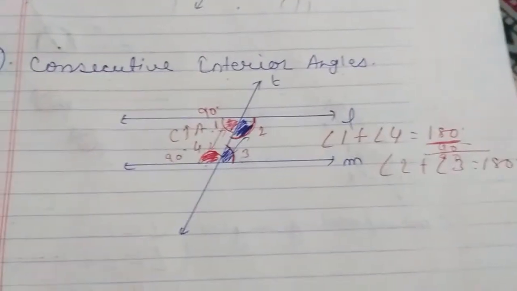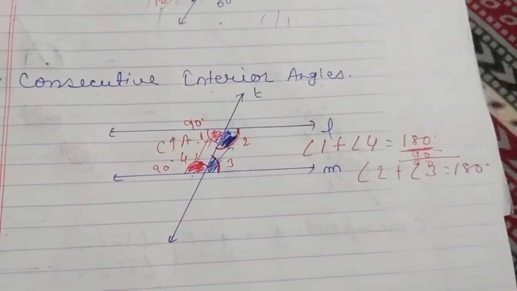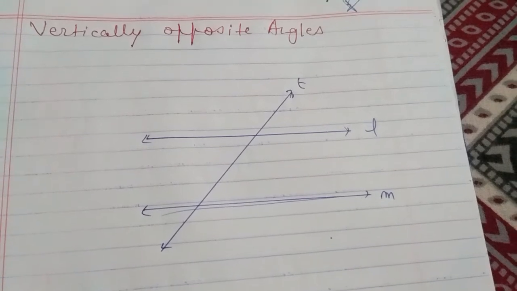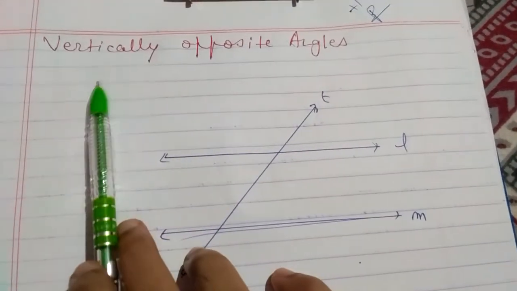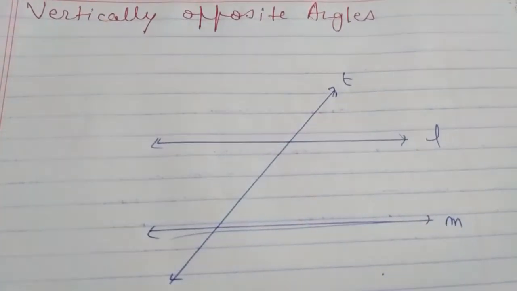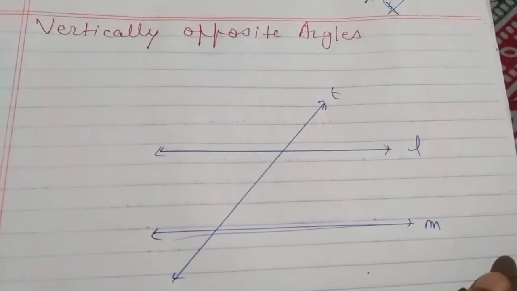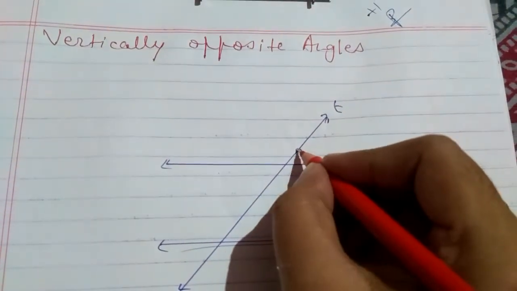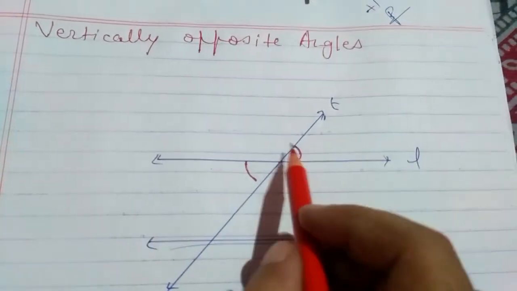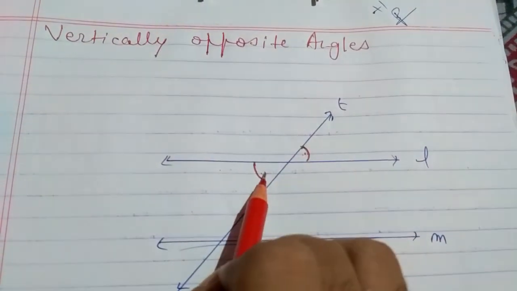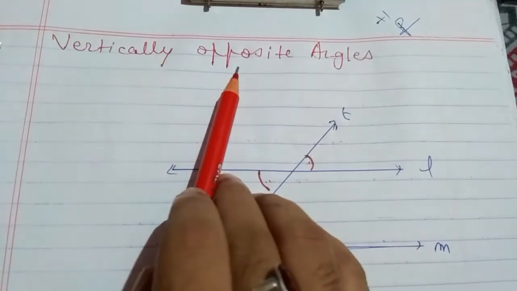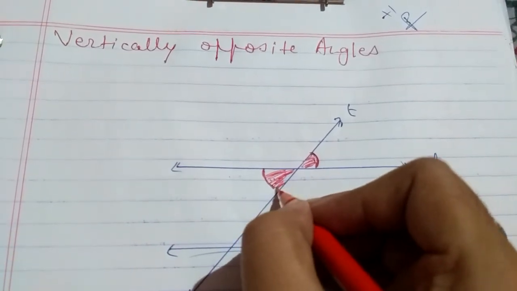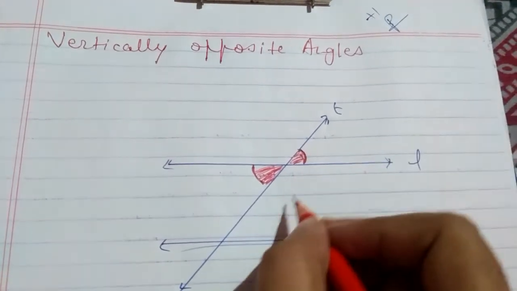Okay, these are the properties of parallel lines. One more thing I want to say here, which is also an important topic: vertically opposite angles. What is the meaning of vertically opposite angles? This is not given in your book, but I want to explain this one also. These angles are opposite each other, so they are called vertically opposite angles. This angle and this angle are called vertically opposite angles.